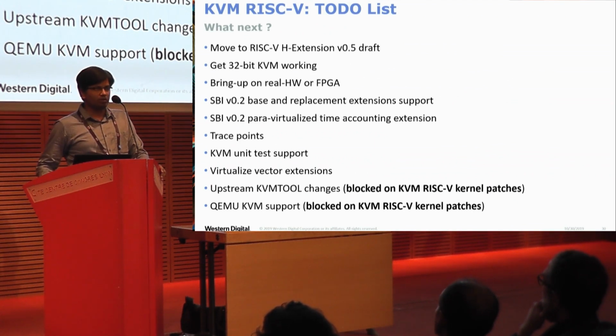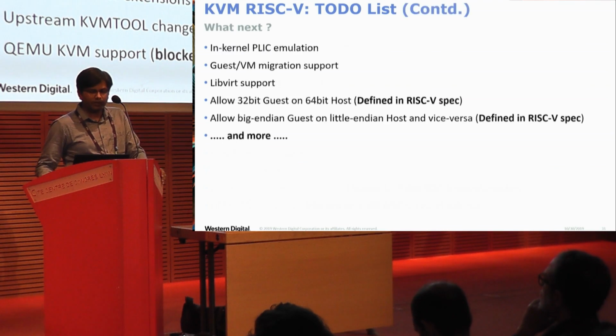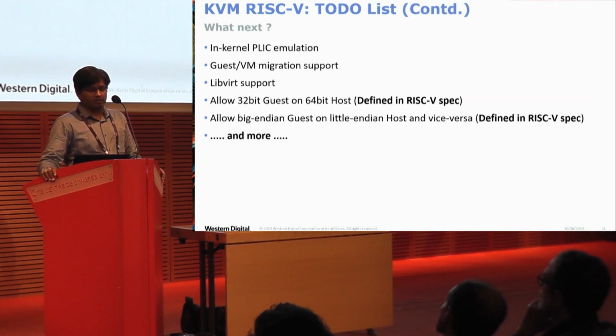Yeah, there are a lot of things still to do actually. We have to move to the new draft version 0.5, get 32-bit working, and bring up on real hardware. Then SBI 0.2 is in the pipeline. And we need tracepoint support and KVM unit test support. Vector extension should be virtualized when it lands in the spec. And upstream the KVM tool and QEMU changes as well. In-kernel PLIC emulation is also being considered based on the performance gains. Then eventually migration support, libvirt support, and so forth.